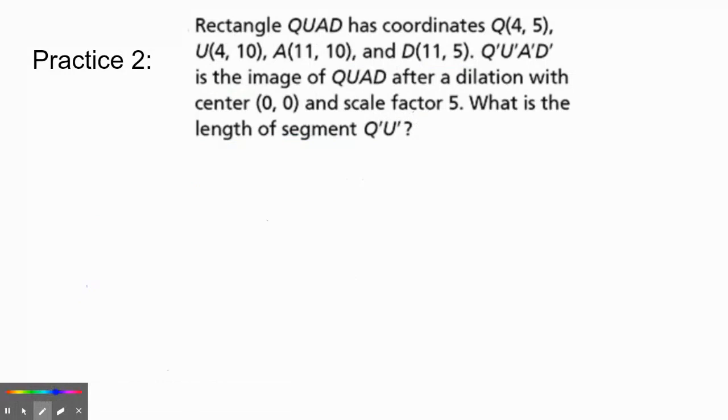Okay, our second practice problem. We now have a rectangle, QUAD, that has coordinates Q 4, 5, U 4, 10, A 11, 10, and D 11, 5. Q prime, U prime, A prime, D prime is the image of QUAD after a dilation with the center 0, 0. So it's very important that we make sure we can do these with the center 0, 0 and a scale factor 5. What is the length of segment QU?